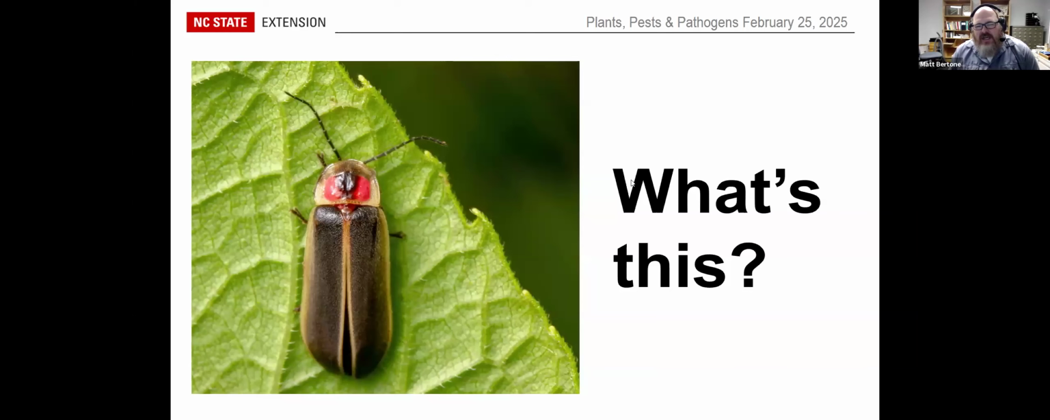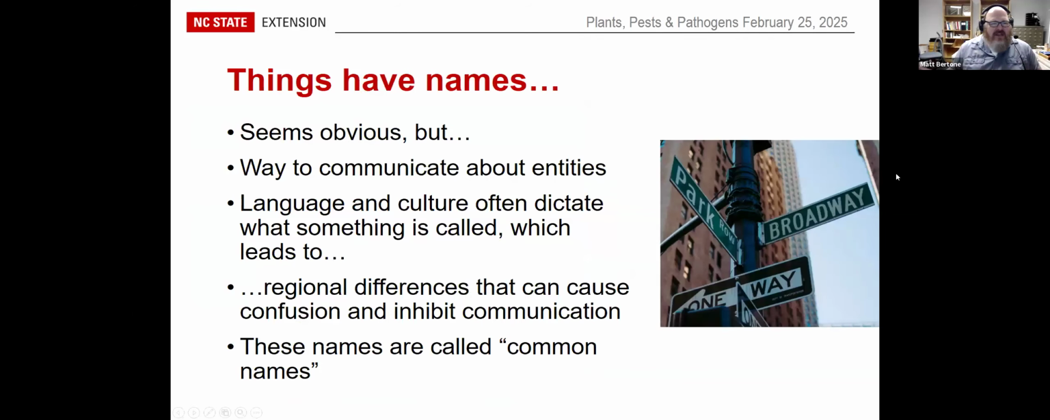And here's the thing. All of you are correct because all of those are valid common names for this creature. In fact, when I was growing up in Pennsylvania, I called it a lightning bug, but now I call it more a firefly. It's a little bit shorter. But yes, this is a common name. These are all correct.